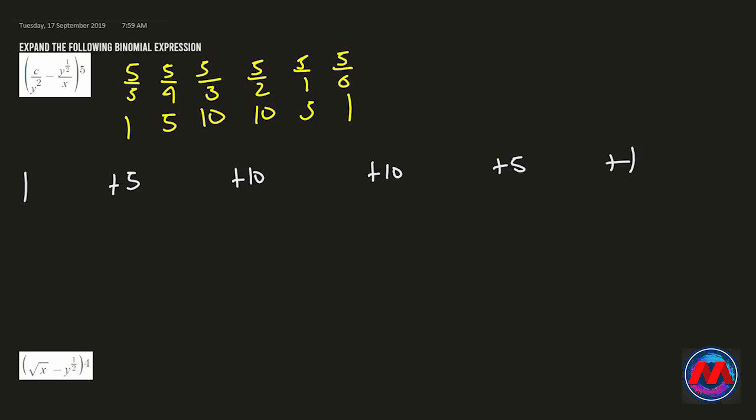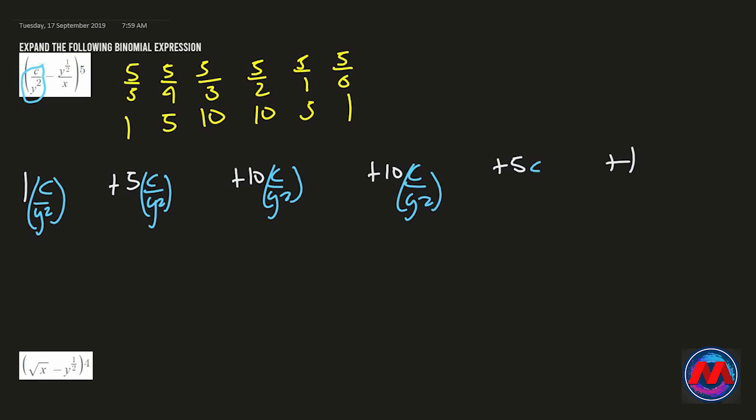The next step is to isulat natin itong first term, which is c over y squared. Isulat natin siya for every term. Alright? The quantity c over y squared, repeated for each of the six terms.